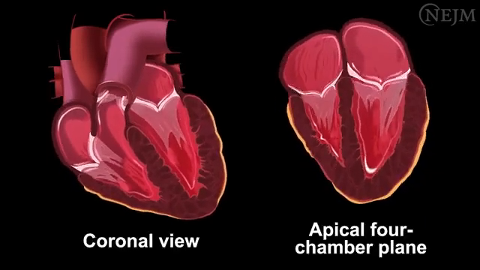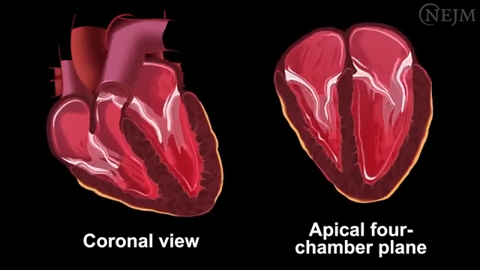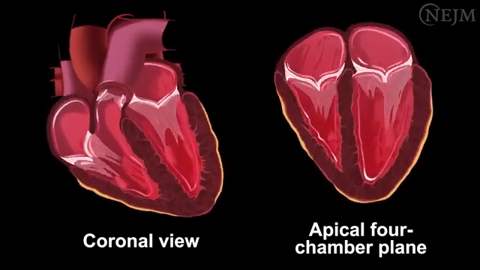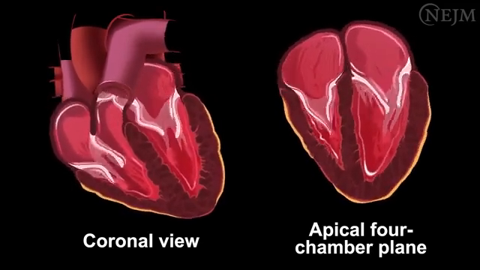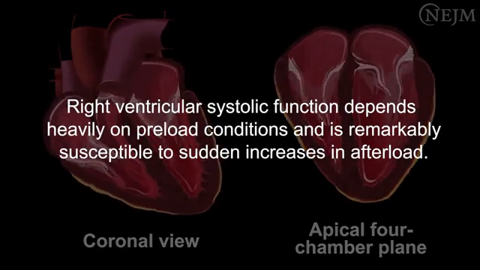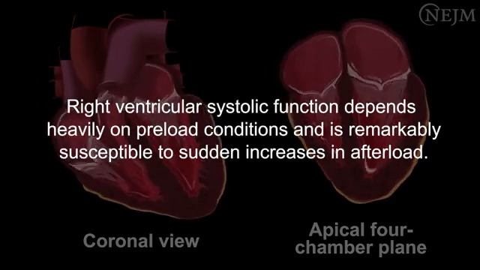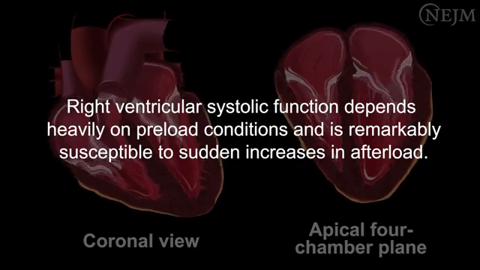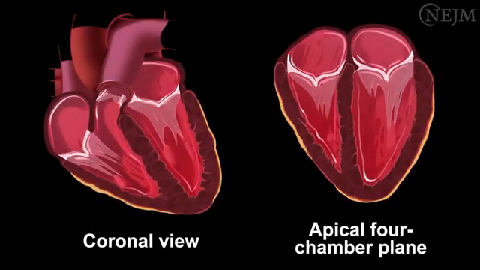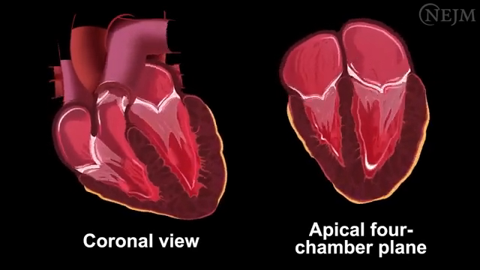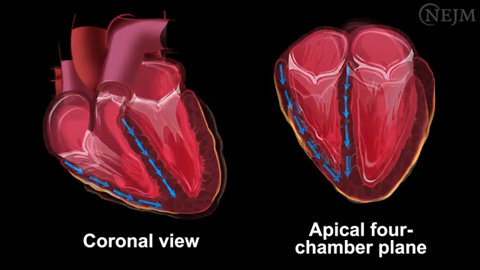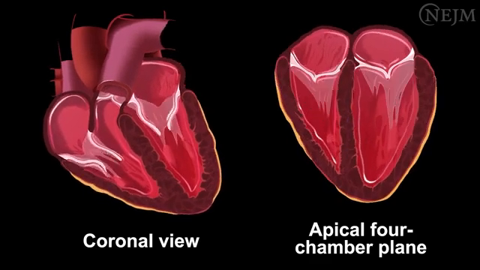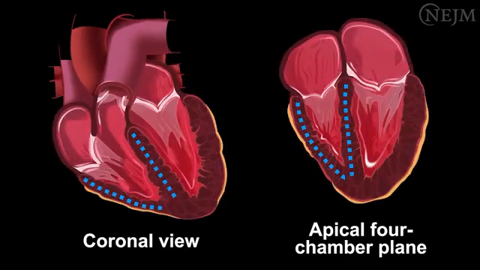The right ventricle is a low-pressure, high-volume system that can expand and contract to accommodate changes in blood volume. As a result, right ventricular systolic function depends heavily on preload conditions and is remarkably susceptible to sudden increases in afterload. Systolic function relies primarily on shortening of the muscle fibers along the longitudinal plane, and secondarily on the radial thickening of the myocardium.